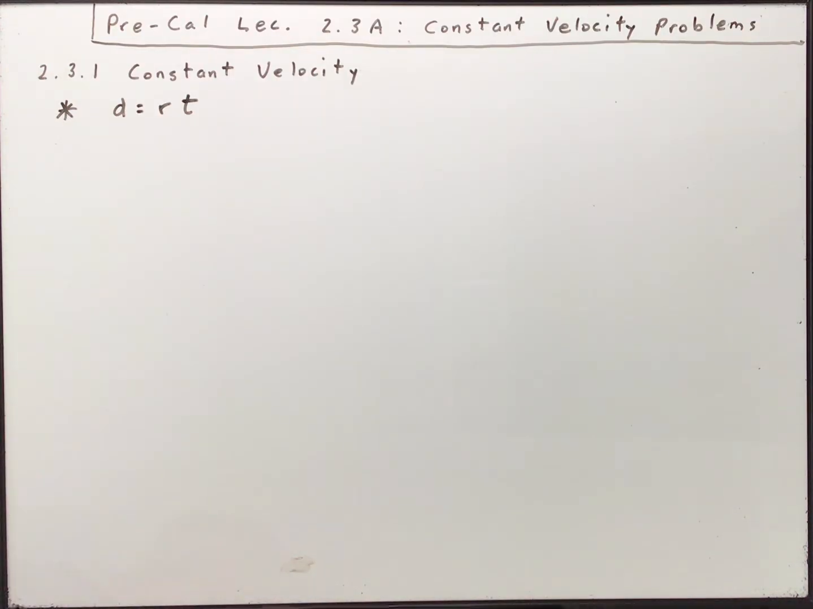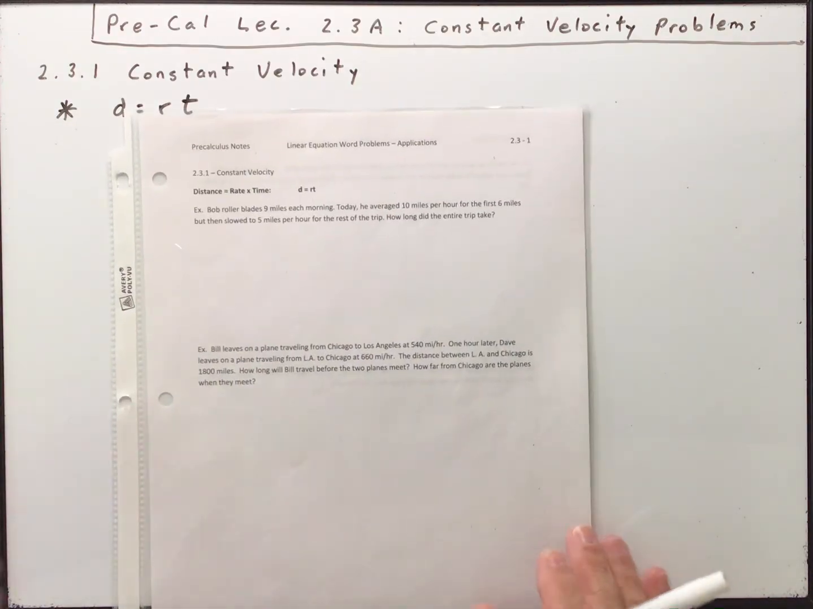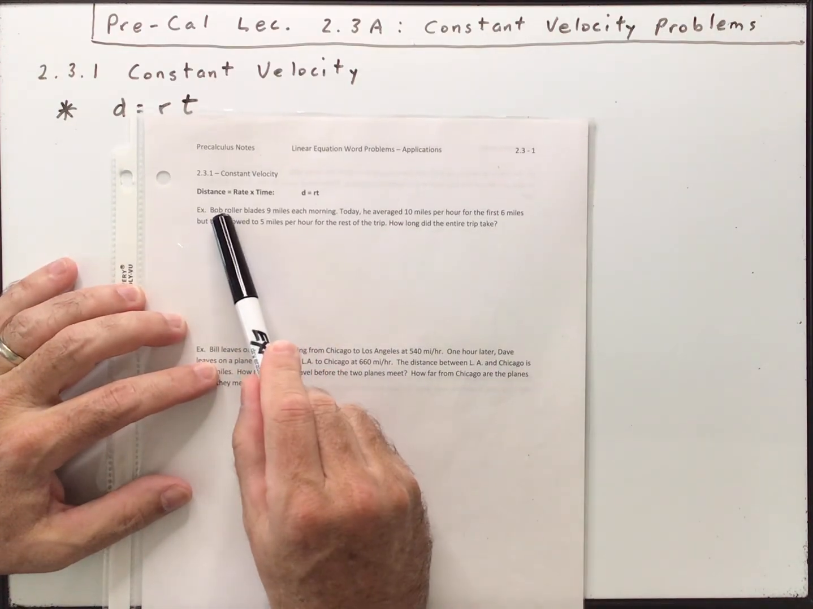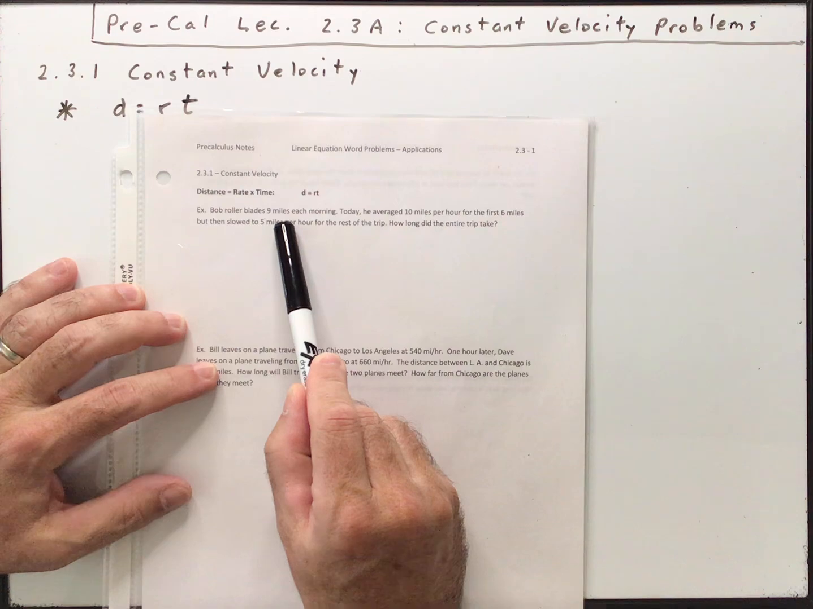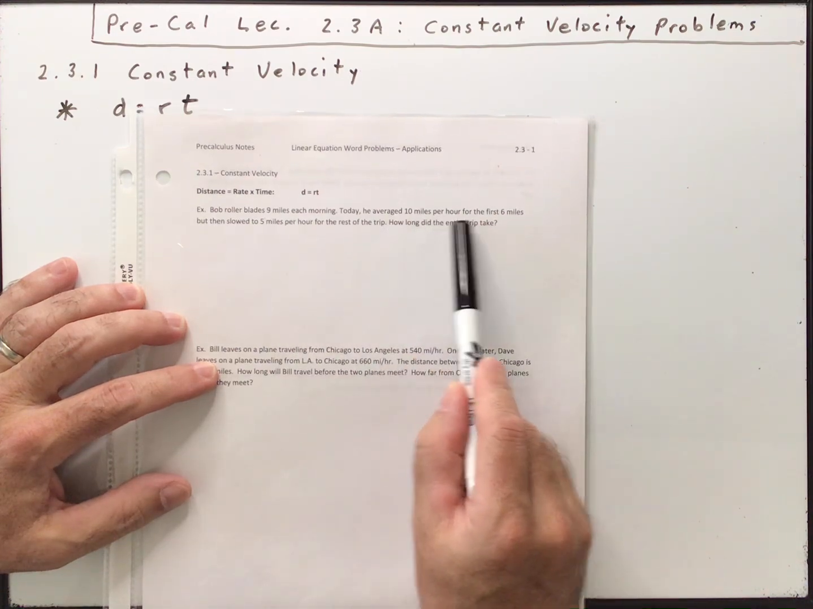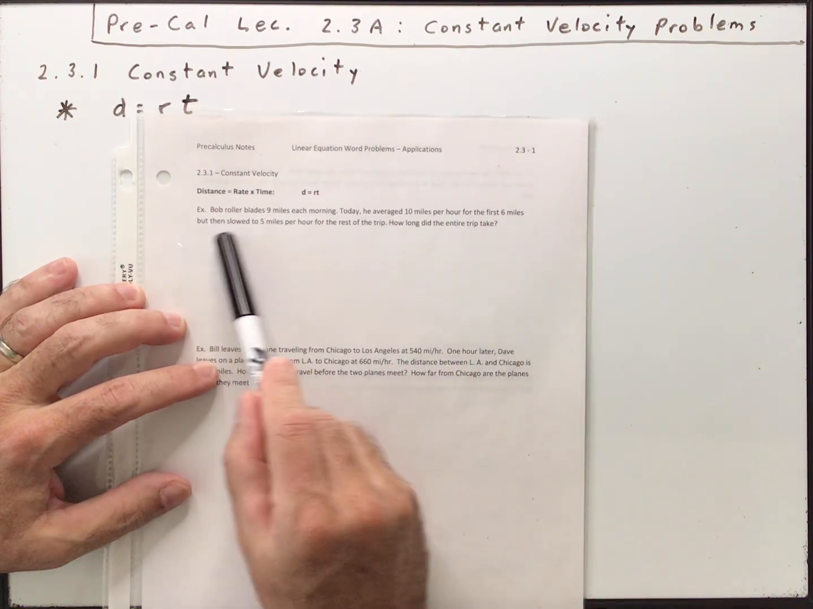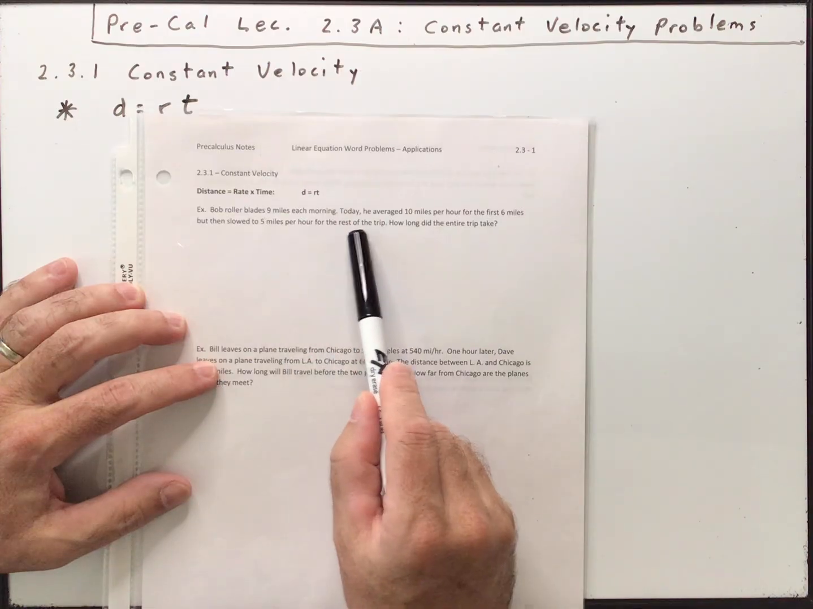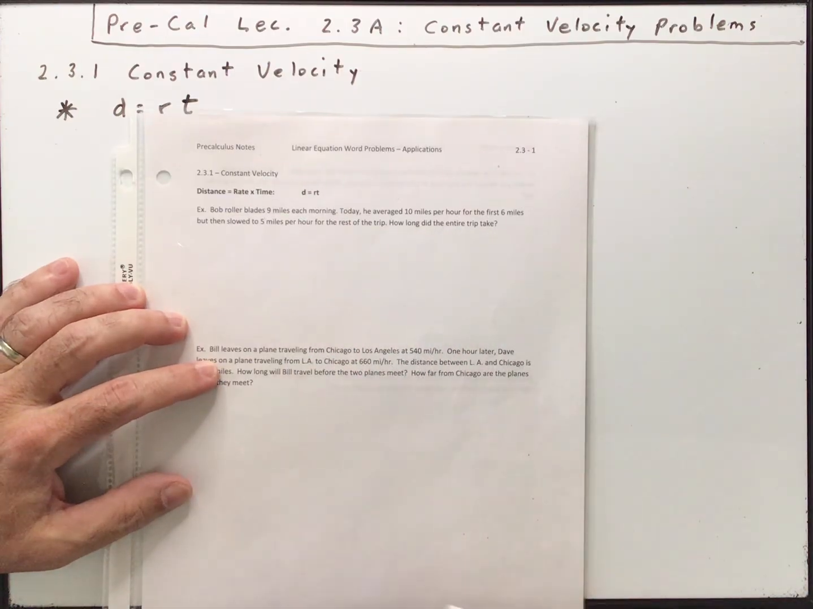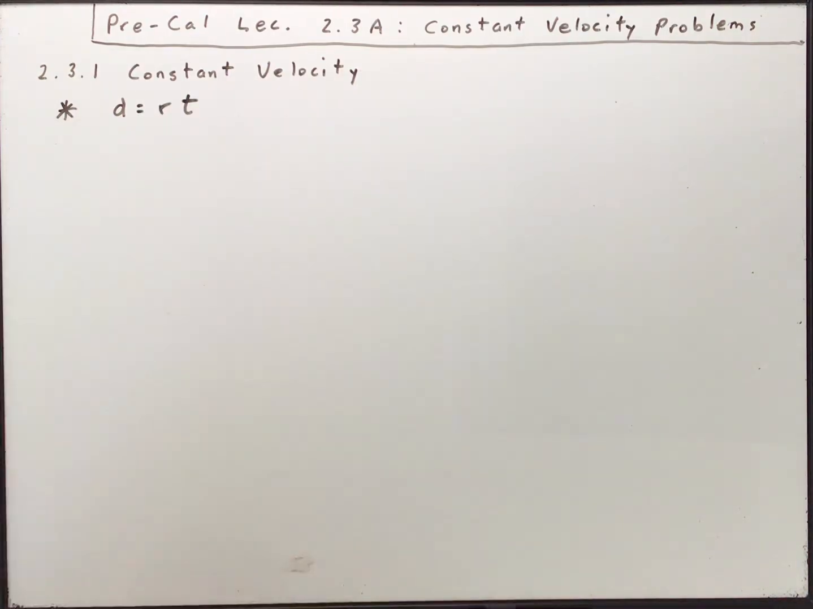All right, so our first example is: Bob rollerblades 9 miles each morning. Today he averaged 10 miles an hour for the first 6 miles, but then slowed to 5 miles per hour for the rest of the trip. How long did the entire trip take?